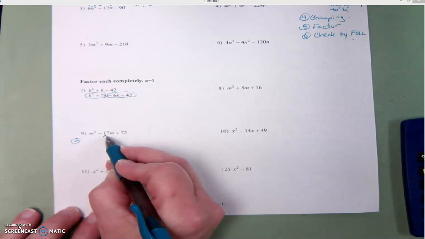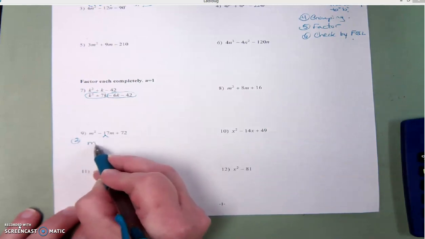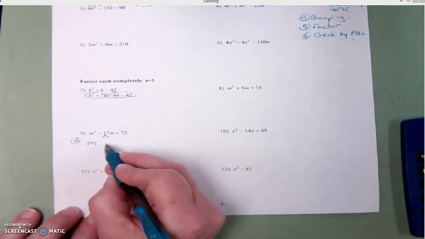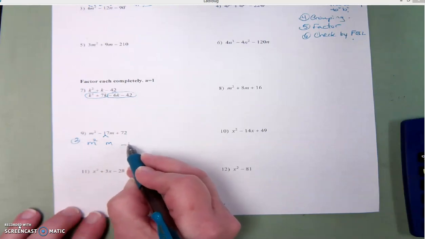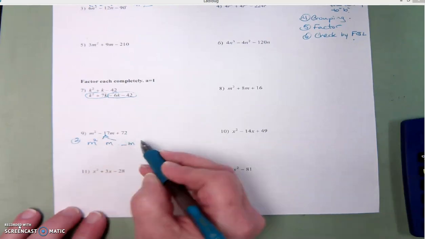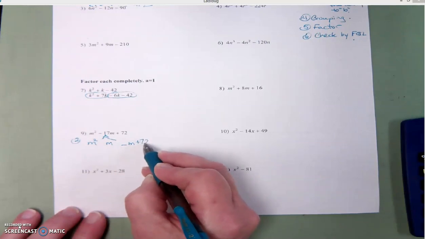I'm going to split this middle term, so it's going to be an m something. I'm going to subtract or add. I'm going to figure that out, and then I'm going to have, oh, this is m squared here, and then I'm going to have another m. That's what these are going to be split up into, and then I have my plus 72.